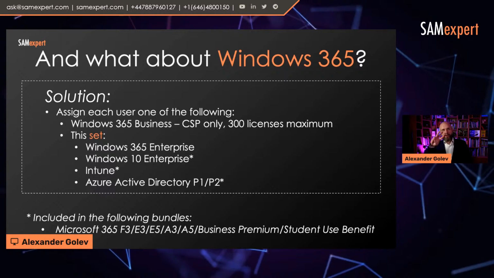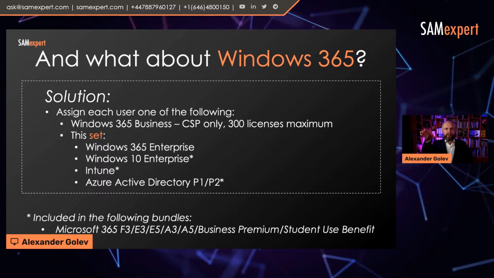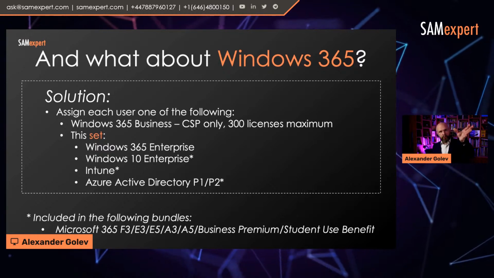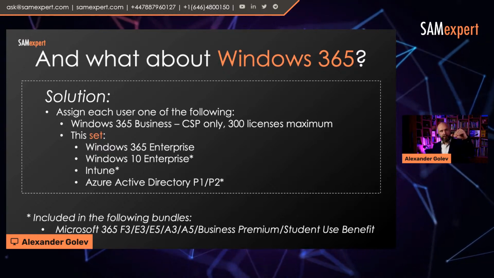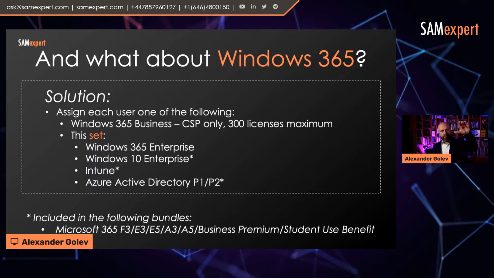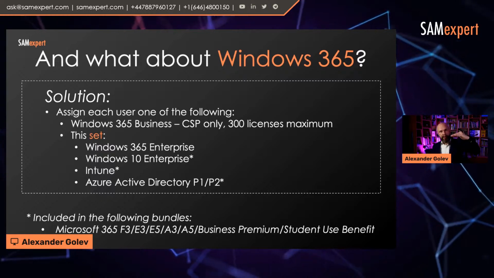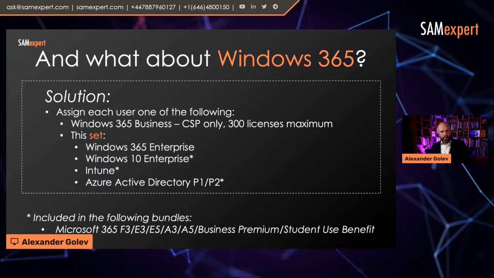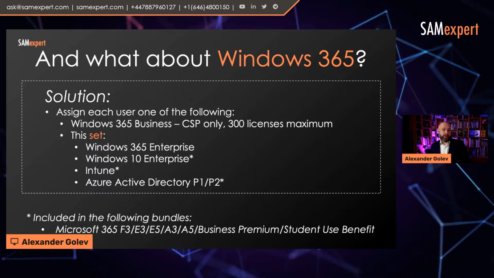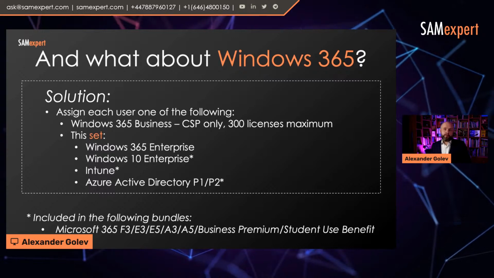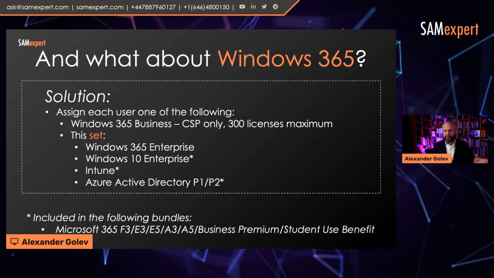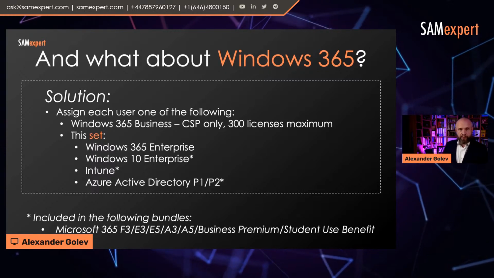Or instead of those three licenses, because you also get them through these packages, you may assign them one of the bundle licenses, which is at the bottom of the slide. So either just individual licenses like in the list, or one of the bundles at the bottom. That is how you license Windows 365, not rocket science. Just remember that the business flavor is simple, just one license. Enterprise requires lots of other things with it.